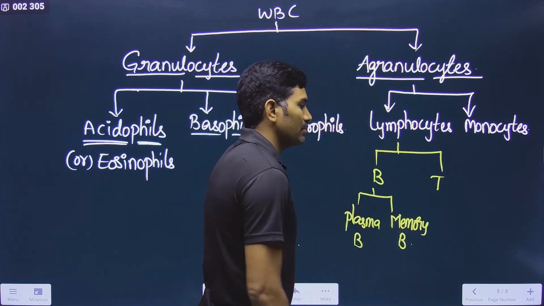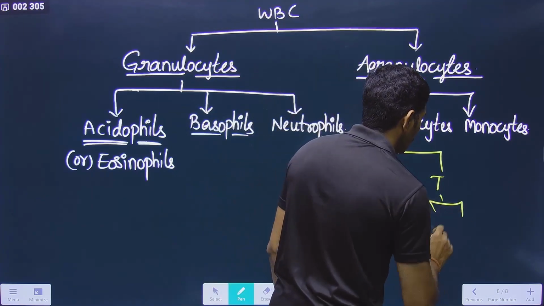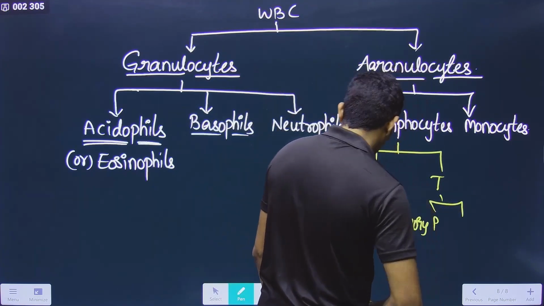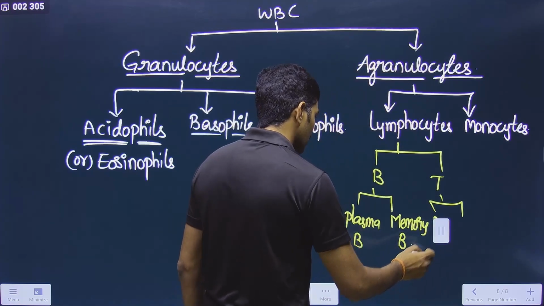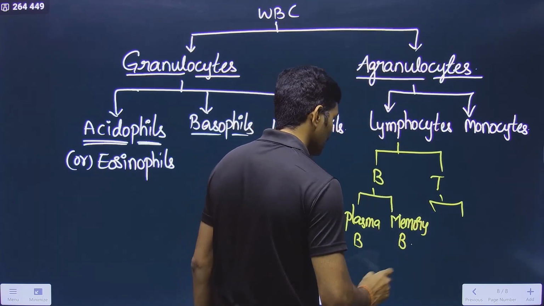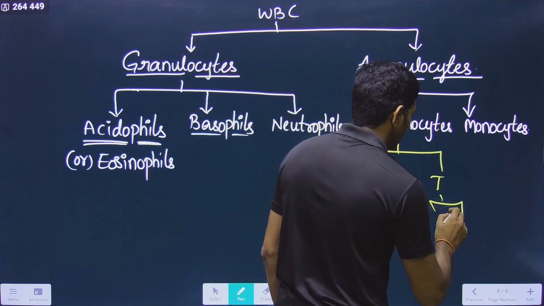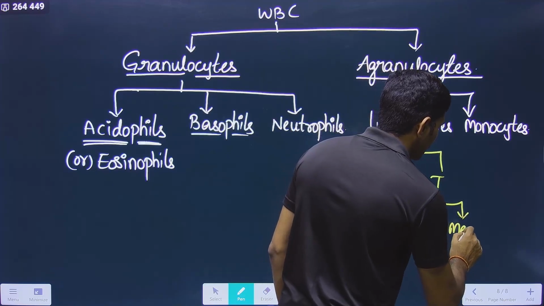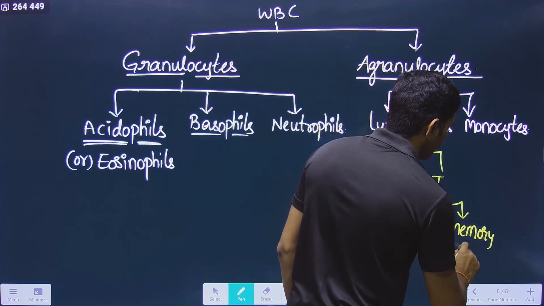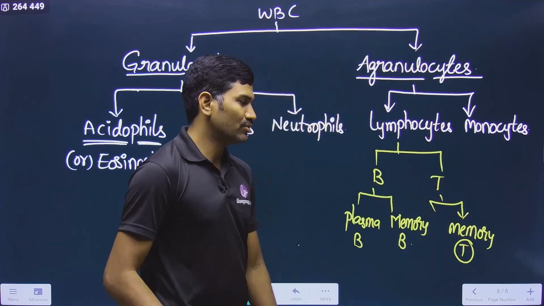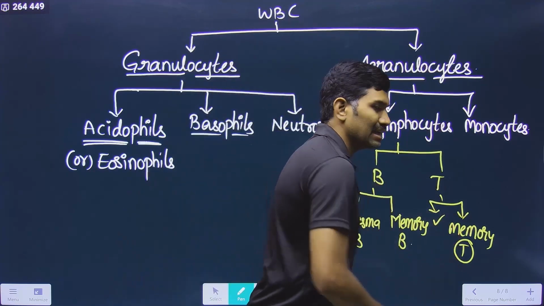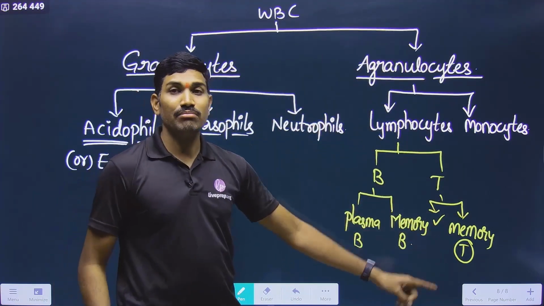Plasma B cell and memory B cell. So here also, generally we are not using the term plasma, but here you can see this activated T cell, and also there is a memory T cell. I don't want to give more information here because unnecessarily you will be confused. So one is the readily activated T cell and the other one is the memory T cell.